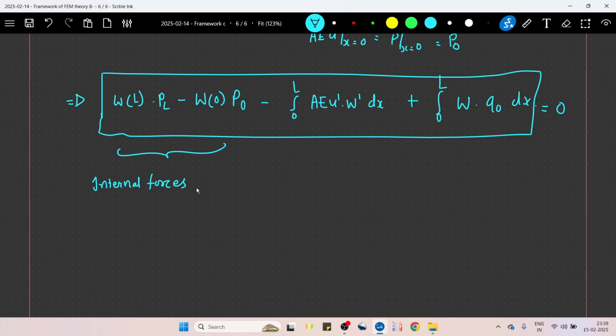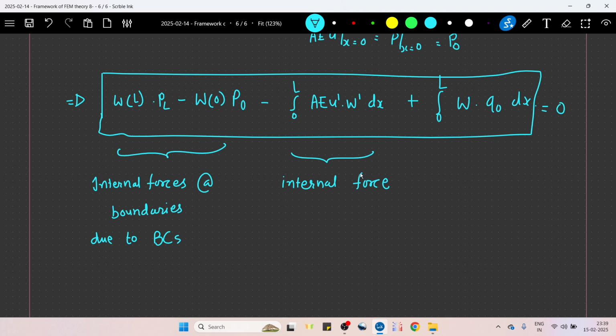Okay, at boundaries, due to boundary conditions. Okay, this term is simply, we know what this is. This is an internal force, internal force within the domain. So we'll say this is internal force, or we can say internal contribution.